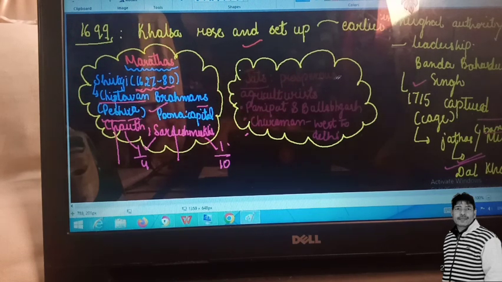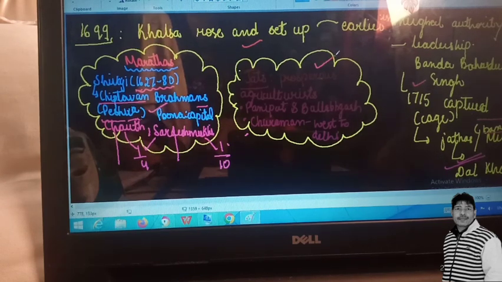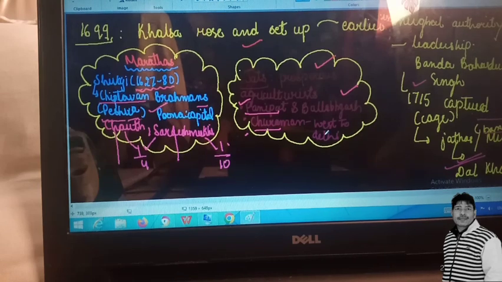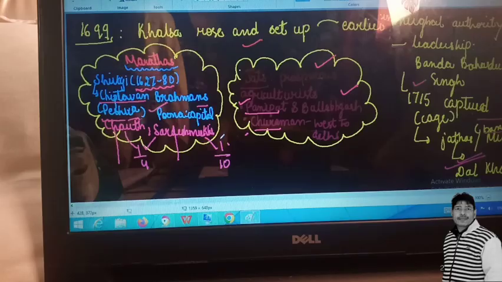Now let's come to the Jats. Jats basically were prosperous agriculturists. They were very popular in Panipat and Ballabgarh. Churaman expanded his influence to the territory west of Delhi.